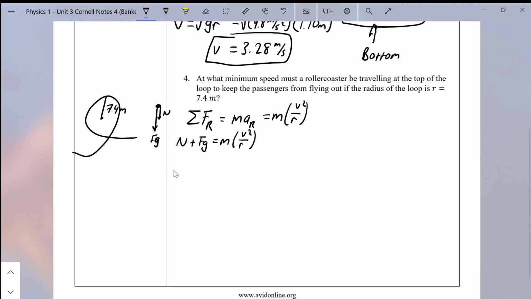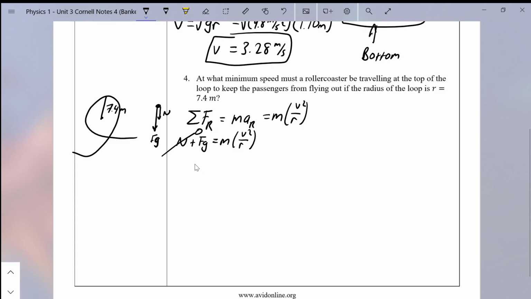What's going to happen is if the normal force is 0, then there will be no force to stop the people from moving in a straight line. That gravity force will certainly help, but it won't do all of the job. It needs that normal force to provide the radial acceleration. Without that normal force, this whole thing will continue on in a straight path, or maybe an arced path, but not a circular path. So if N equals 0, that's when our critical condition comes in.